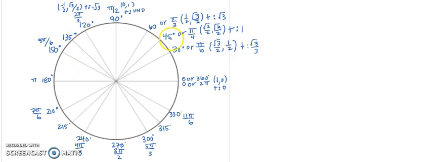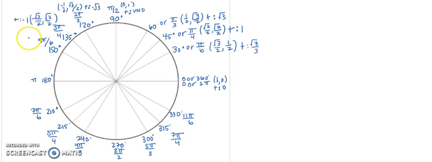Oh goodness, I didn't do my 45s, did I? 1 over 4, 2 over 4, 3 over 4, 4 over 4, 5 over 4, 6 over 4, 7 over 4. Okay, got those in now. So then here we're going back root 2 over 2, up root 2 over 2. Our tangent is negative 1.